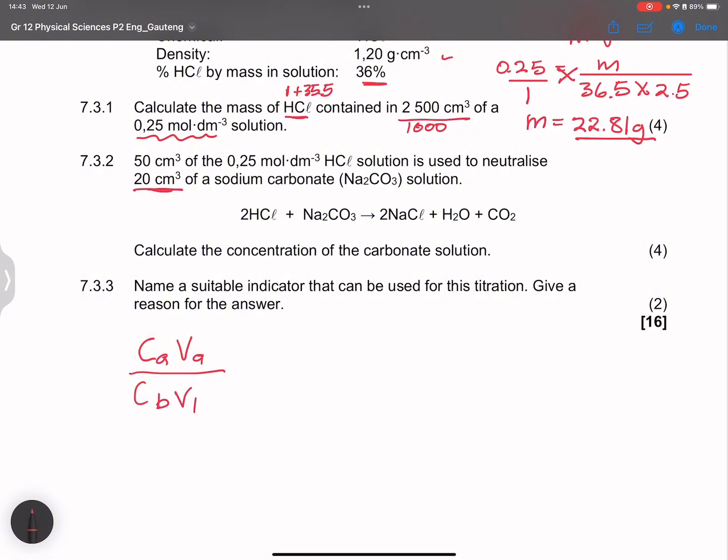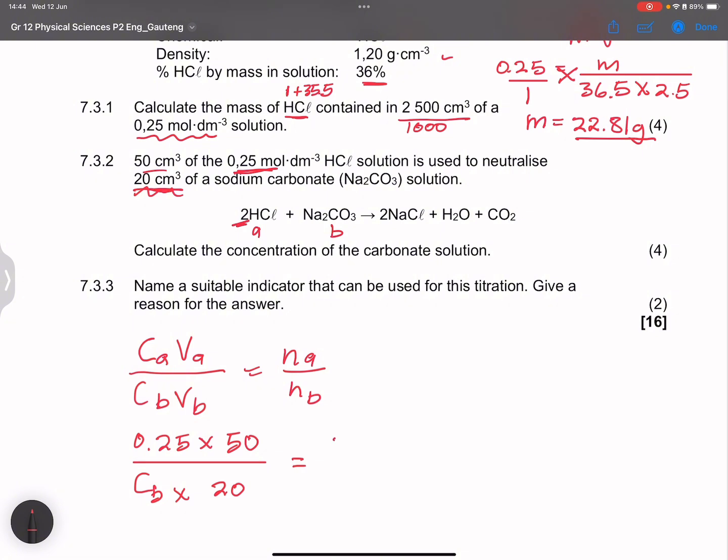which is equal to Na over Nb. Now notice this is our acid here and this is our base. Right, so the concentration of the acid is 0.25 times the volume of the acid, which is 50. The concentration of the base is what we're looking for. And we know we're given a volume of 20. All right, now for the number of moles of the acid, our coefficient is 2 there. And for the number of moles of the base, our coefficient is 1 over there, right?